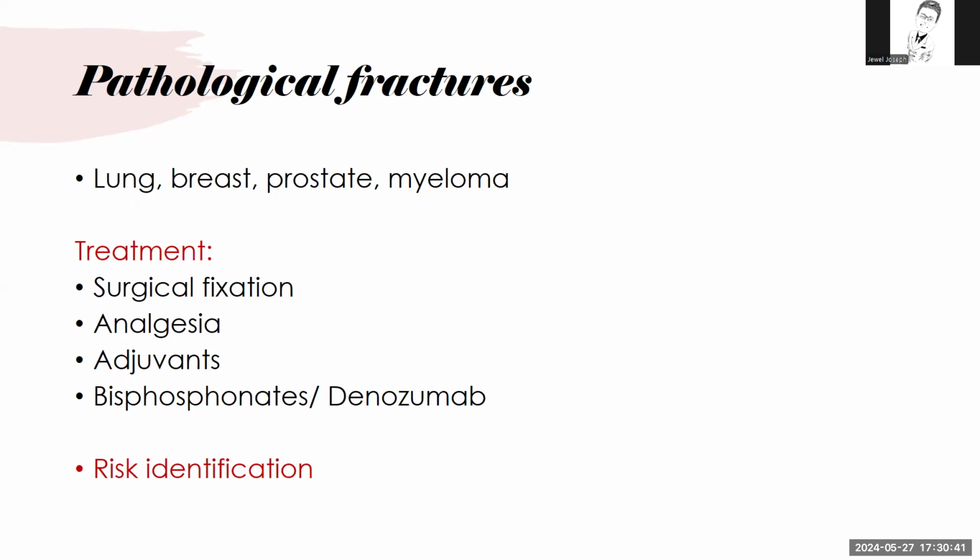Denosumab is a RANKL inhibitor, which suppresses the osteoclastic activity and increases the osteoblastic activity. Again, another important thing for pathological fracture is risk identification. Rather than just waiting for the fracture to happen, risk identification is very important. One important criteria for risk identification would be Merrill's criteria. Next slide, please.